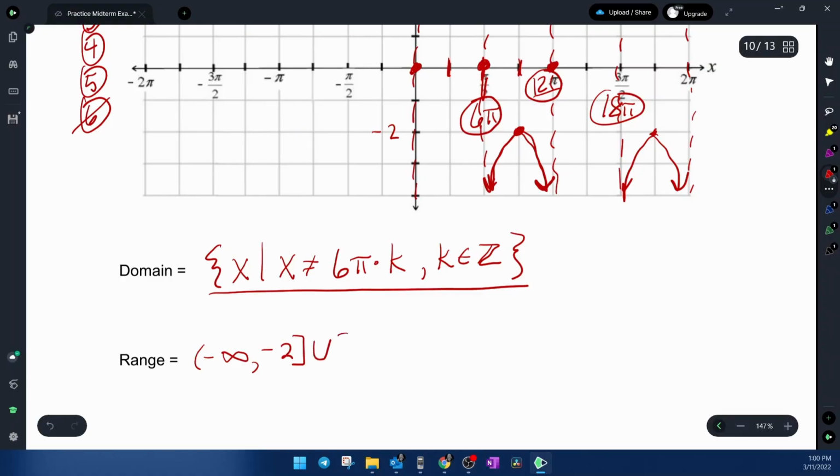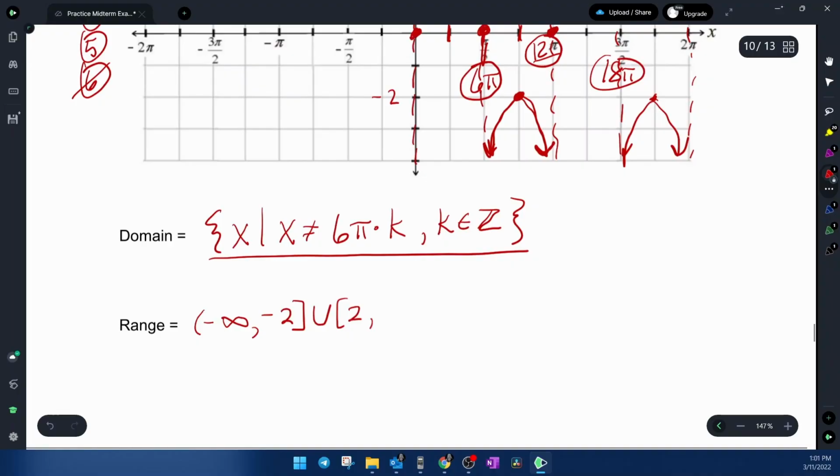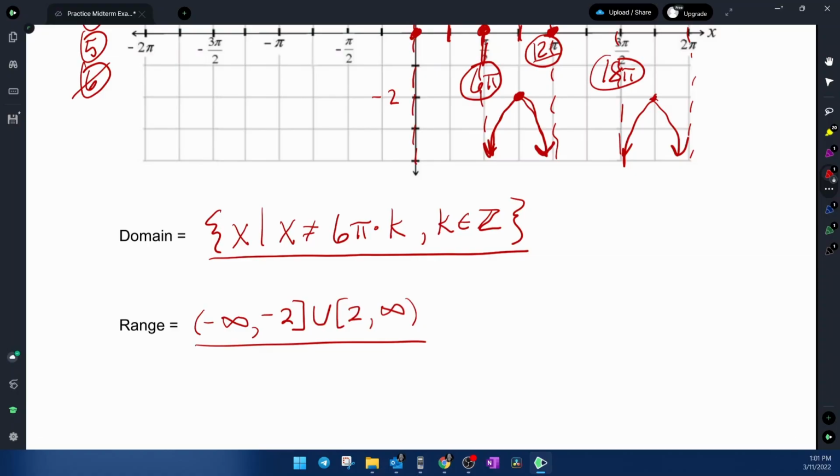So we're going to do a union. We're going to skip all of the numbers between -2 and 2. We're going to pick up at 2 and keep going to infinity to account for the curves above. So here the range is -infinity to -2, -2 is included, together with everything from 2 to infinity. That is the range in interval notation.